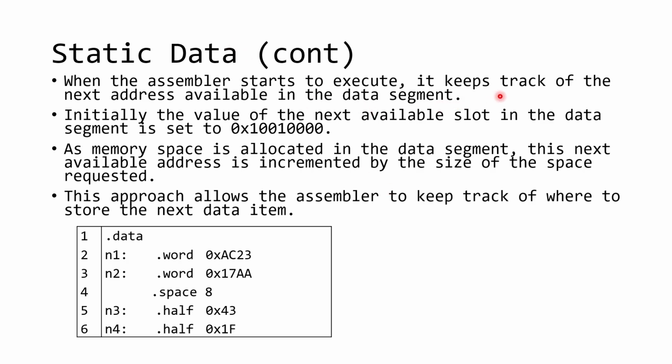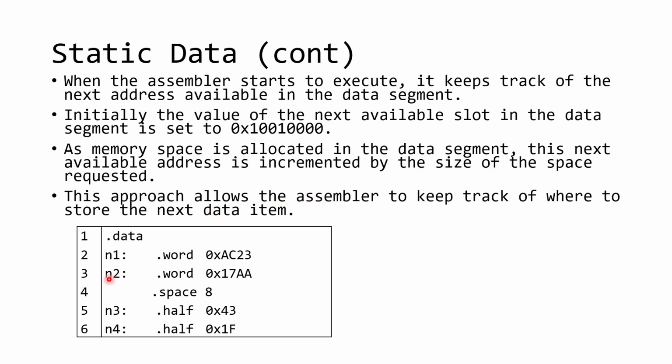When the assembler starts to execute, it keeps track of the next address available in the data segment. Initially, the value of the next available slot in the data segment is set to 0x10010000. Then, as memory space is allocated in the data segment, this next available address is incremented by the size of the space required. This approach allows the assembler to keep track of where to store the next data item.